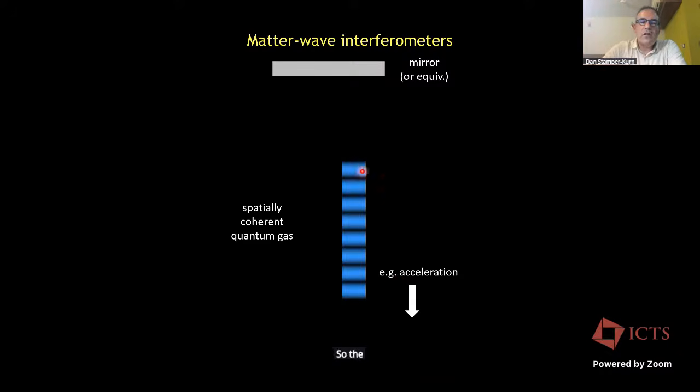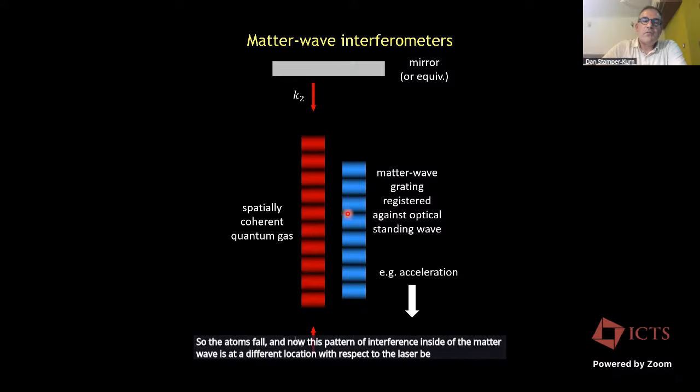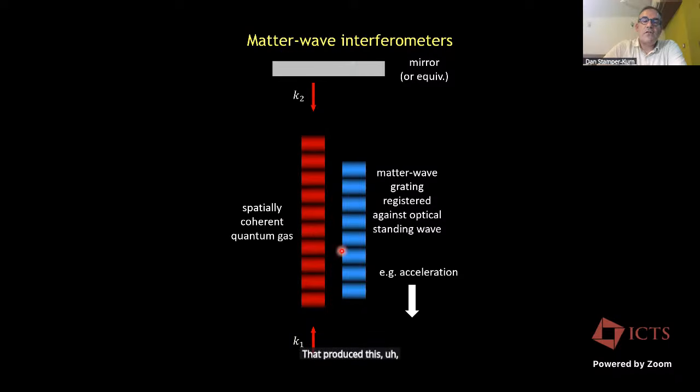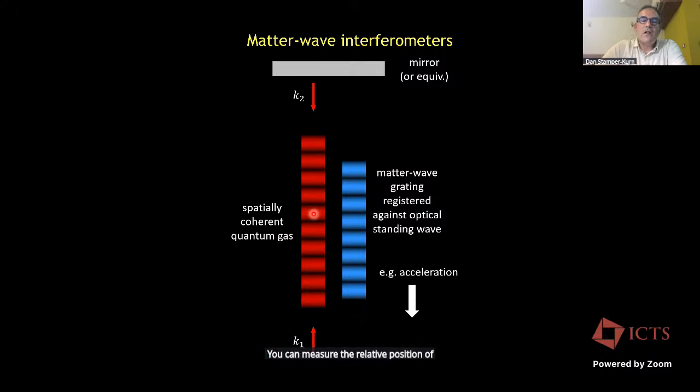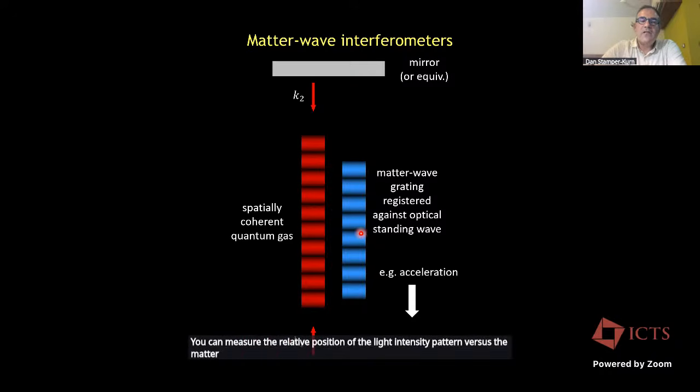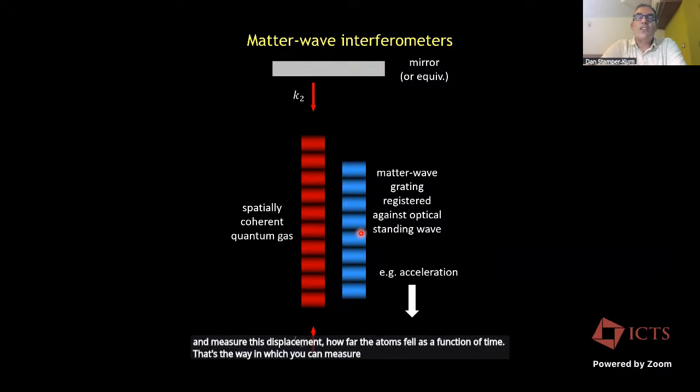So the atoms fall, and now the pattern of interference inside of the matter wave is at a different location with respect to the laser beam that produced this interference pattern. And by zapping that laser beam on a second time, you can measure the relative position of the light intensity pattern versus the matter wave intensity pattern and measure this displacement, how far the atoms fell as a function of time. That's the way in which you can measure acceleration using a matter wave interferometer.